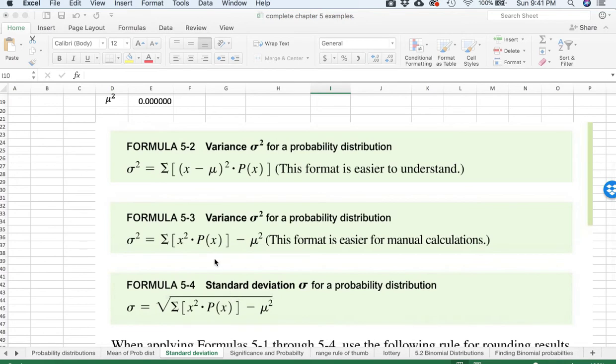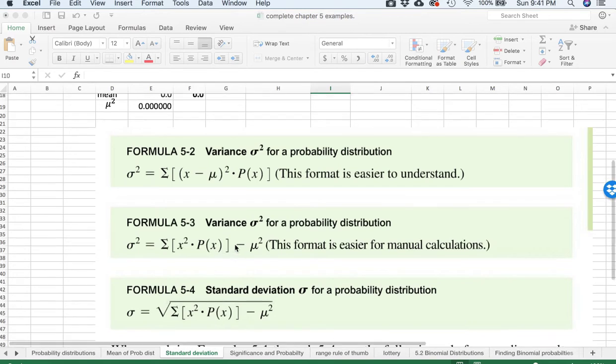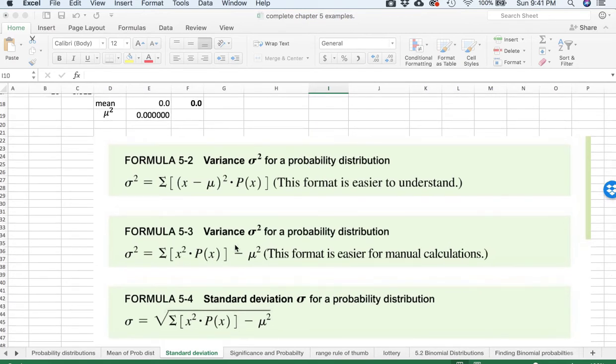I'm going to use formula 5(3) here with the sum of x squared times p of x, minus the mean squared. And I'm doing this because on the homework I've noticed that it does expect you to use this formula 5(3) and you get a slightly different result with 5(2). So I want to give you an example for the variance. Take the square root for the standard deviation.